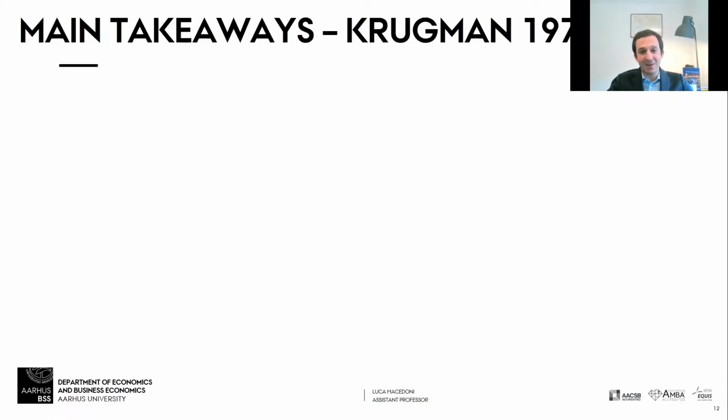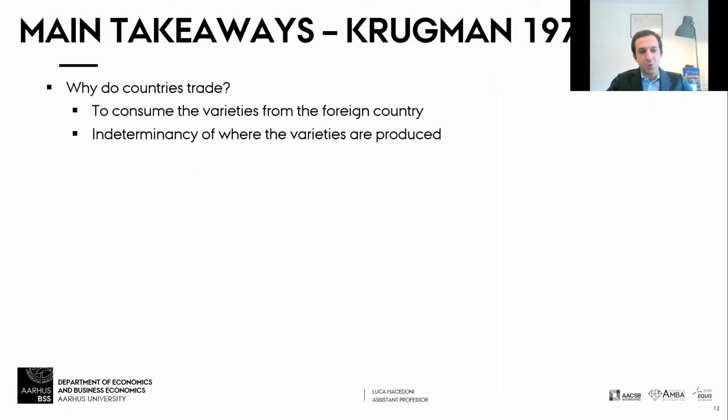So now let's summarize the main takeaways of this model. First, why do countries trade? We saw in the Ricardian model and in the Heckscher-Ohlin model, countries traded so that they can increase the utility of their consumers. And that was thanks to the fact that countries differed in terms of their technology or their factor endowments. In this case, there's no differences across countries.